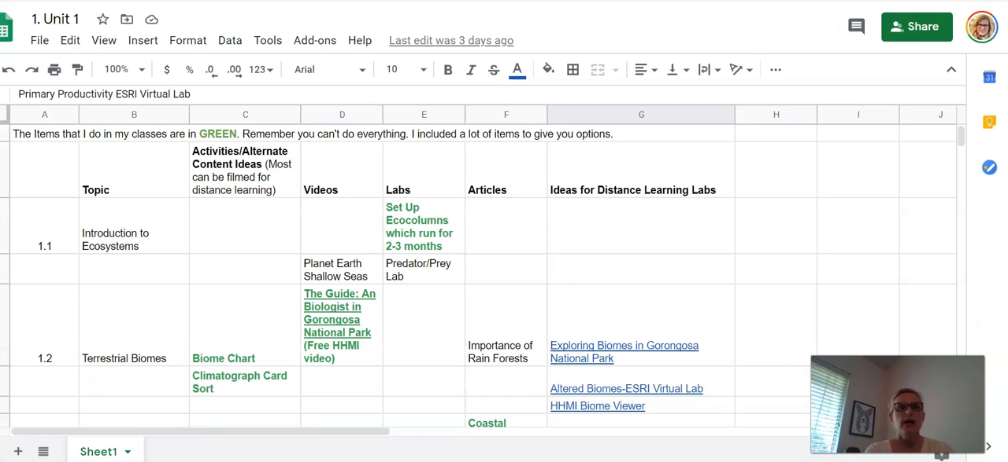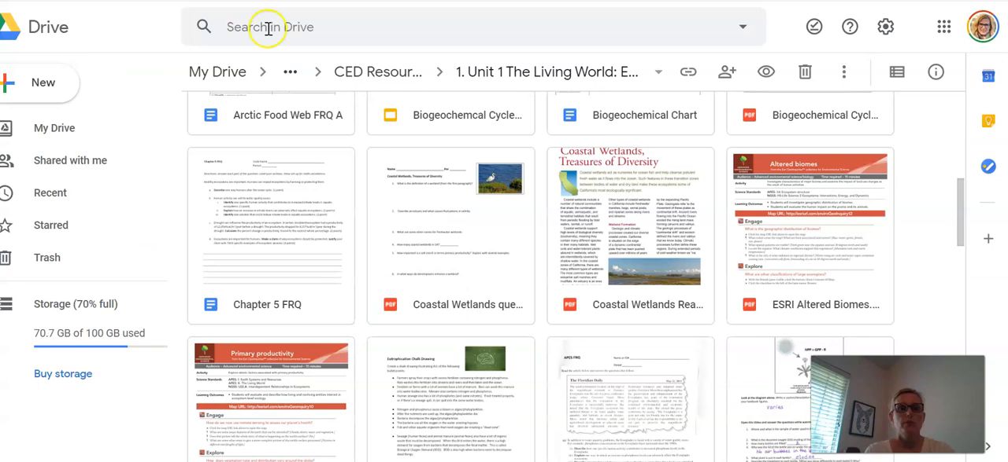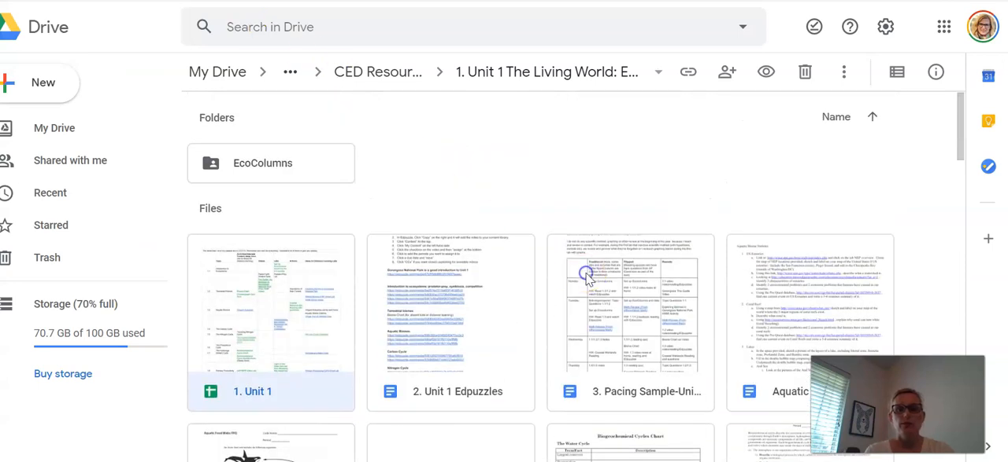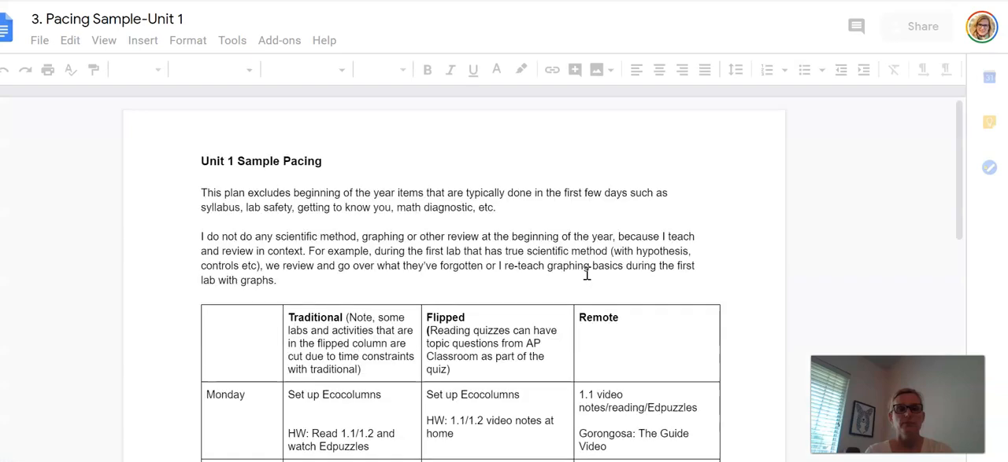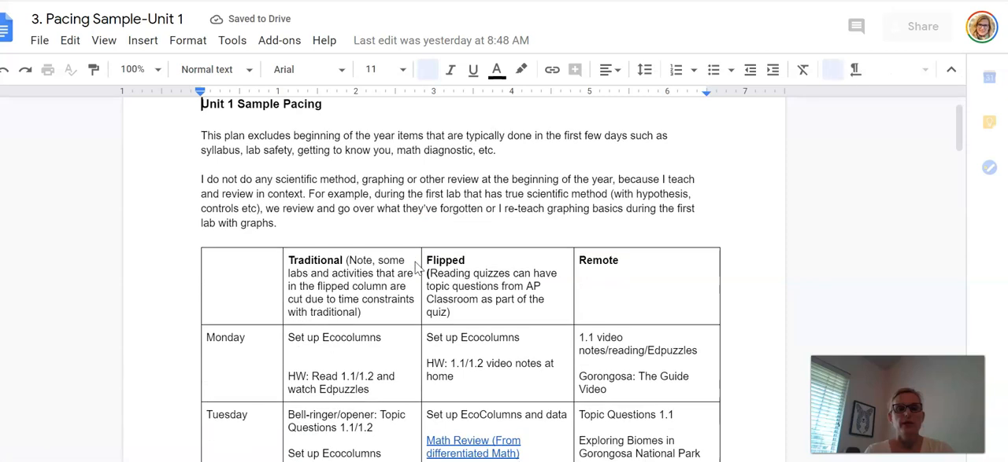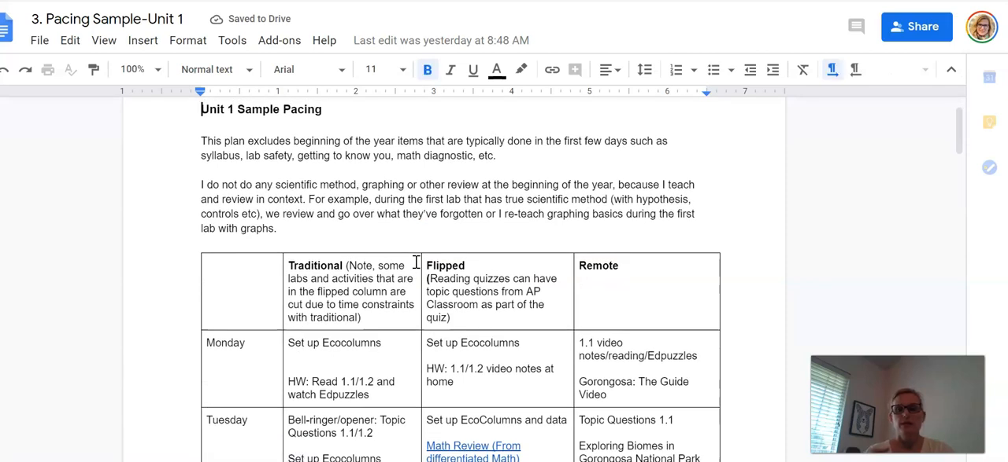So let's take a look at what I planned for pacing for this unit. Okay, so at the beginning of the pacing, I said that this plan excludes beginning of the year stuff, which I then called Unit 0.